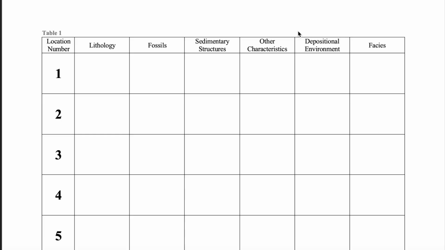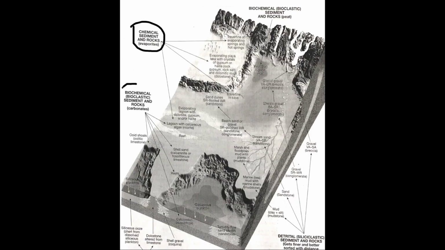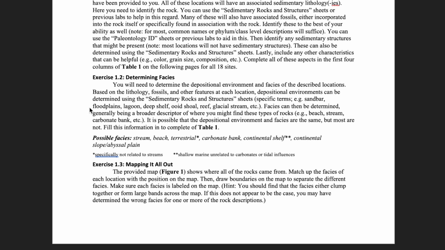Okay, but Lindsay, so what do I write here? For depositional environment, this is going to be some specific thing about where this rock formation was formed. You're going to want to go back to your sedimentary rock lab and use this chart to figure out those specific environments. Whereas your facies is going to be something very broad, like a stream, a terrestrial environment, a beach, a carbonate bank, or an abyssal plain.